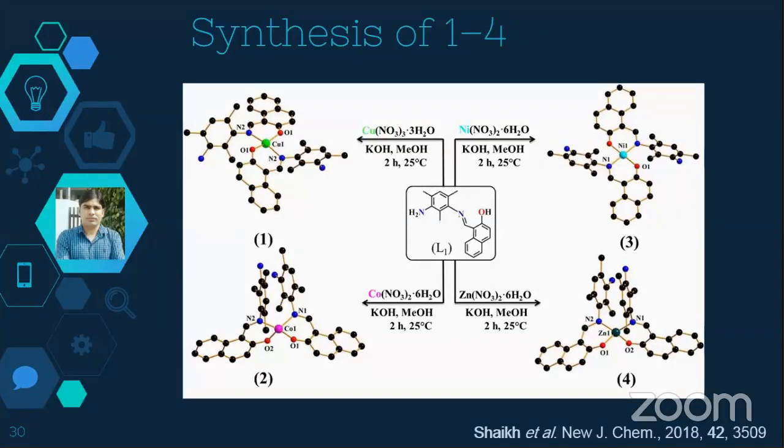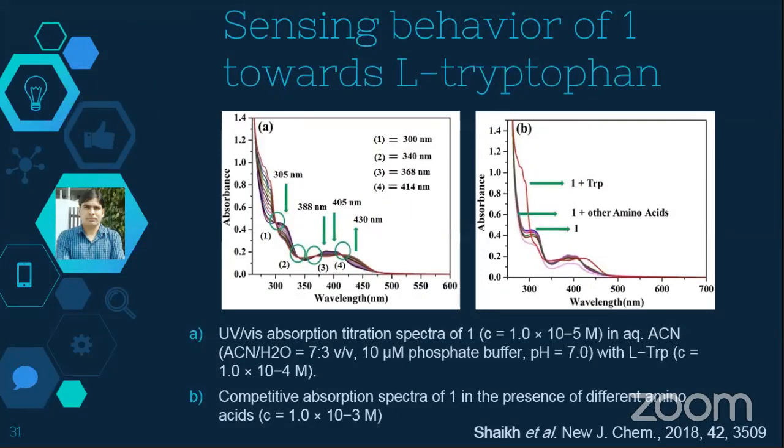But among these, the copper complex was found to be a potentially very good probe for sensing L-tryptophan. We studied the photophysical properties of the copper complex here, and you can see the UV-Vis absorption titration spectra of the complex with tryptophan. Here you can see four different isosbestic points were observed, which means that the interaction of the copper complex with L-tryptophan is potentially very strong.